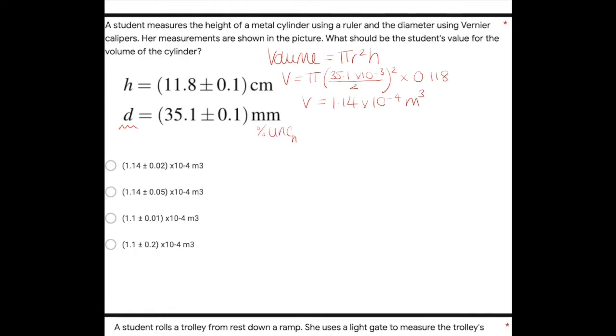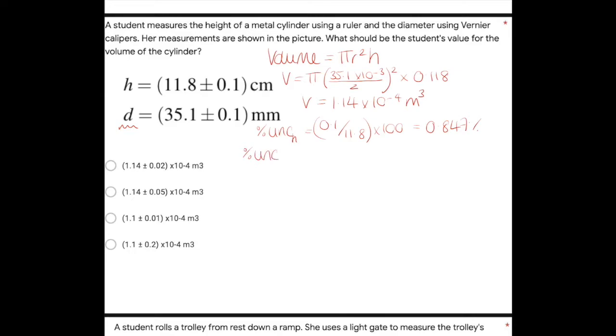Now we work out the percentage uncertainty in our height. So 0.1 divided by 11.8 multiplied by 100 gives us an uncertainty of 0.847% in H. Notice I haven't had to convert into metres for these because it's a ratio. Because both of them are measured in centimetres, it's perfectly okay to work out the percentage uncertainty leaving them both in centimetres.